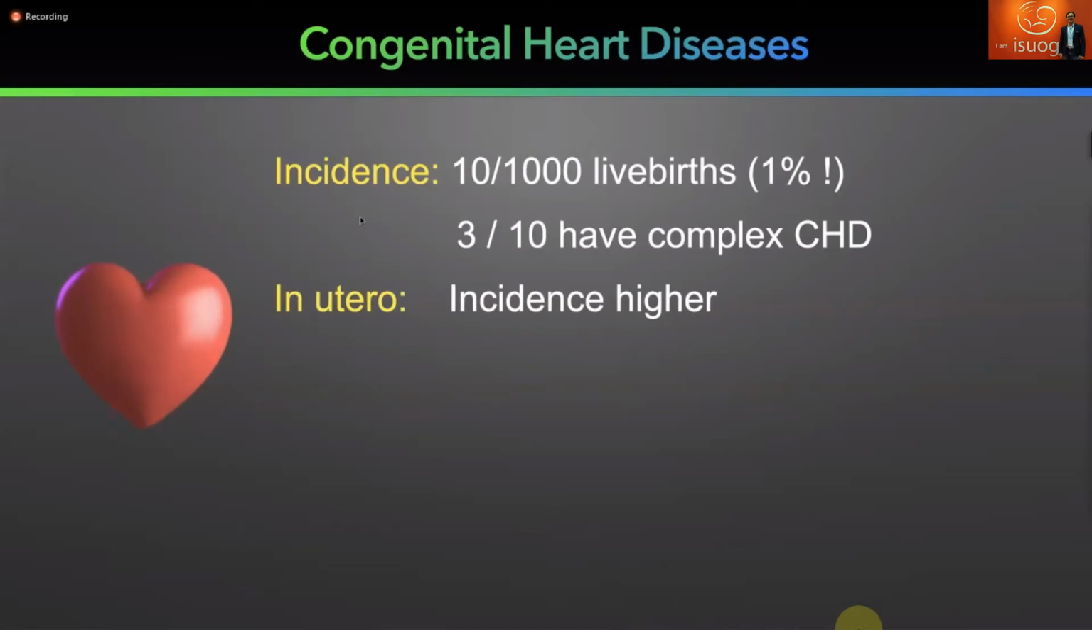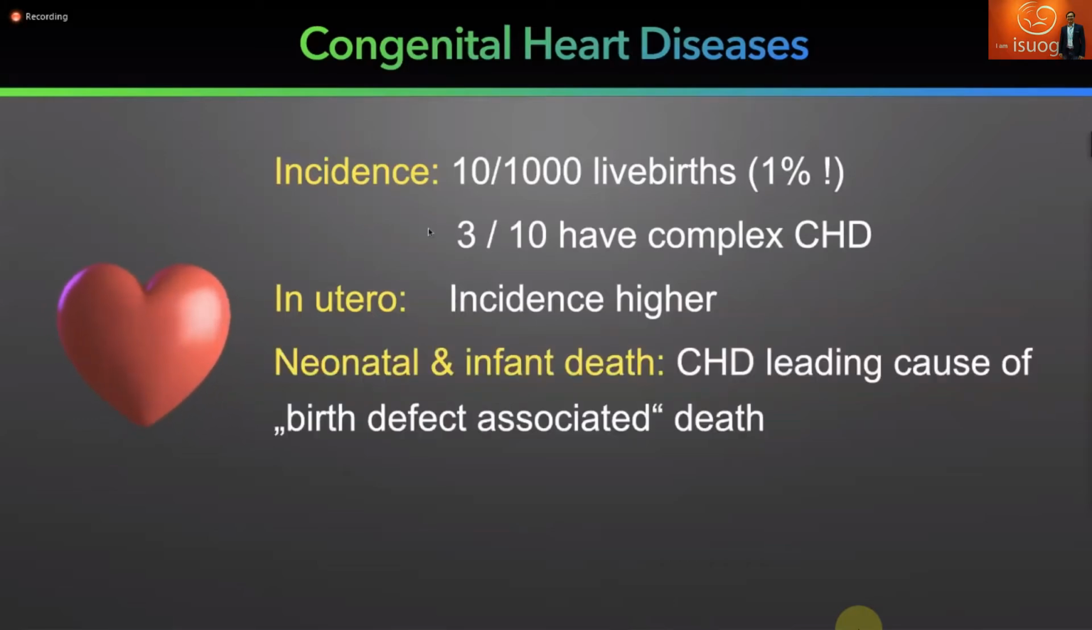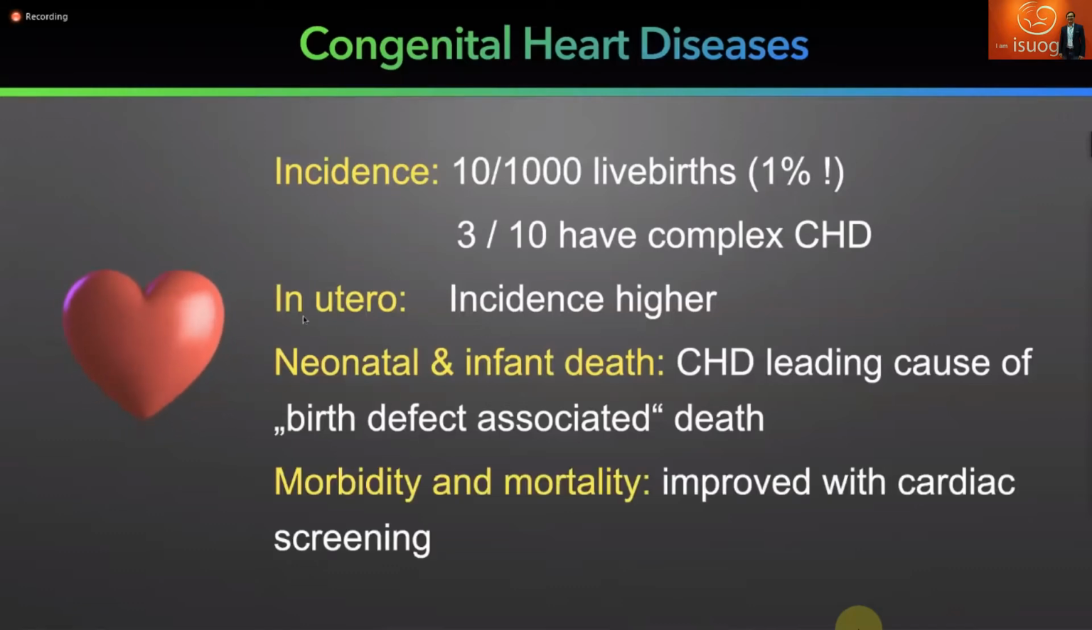Now, the incidence in utero is by far higher because remember, if you are scanning a gestation or if you are scanning a fetus with multiple malformations, it will not end up in the statistics of pediatric cardiologists. And it has been shown that in neonatal and infant death, heart anomalies are the leading cause of birth defect associated death. This is why it is crucial and quite important to make the diagnosis antenatally, and morbidity and mortality improve with cardiac screening. Now, in the next 45 minutes or 1 hour, I will be discussing with you all these aspects. But let us start on our daily work.